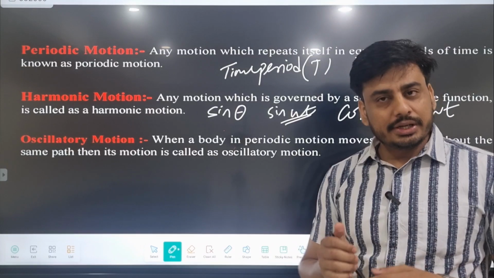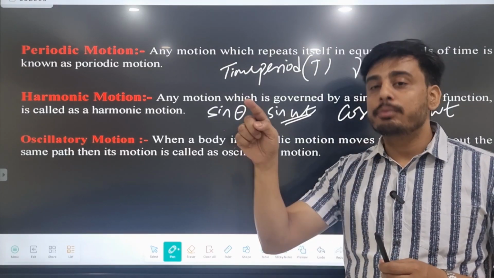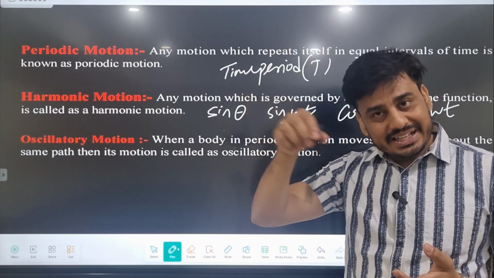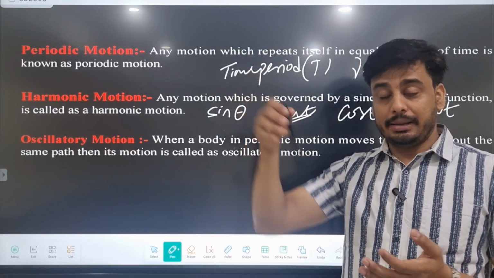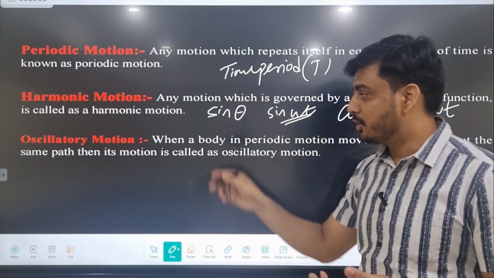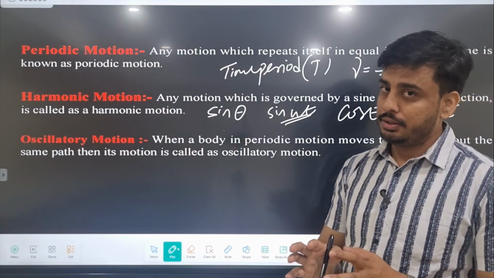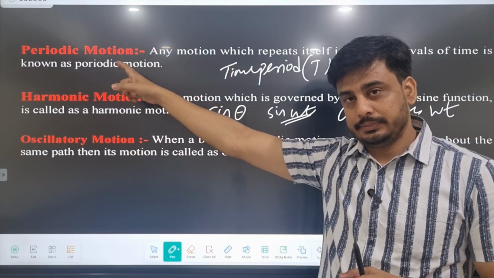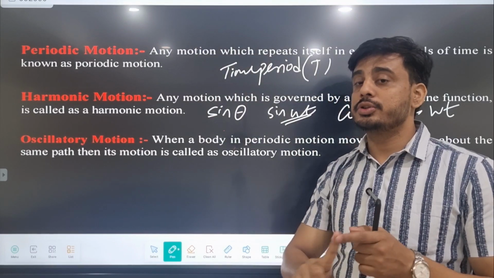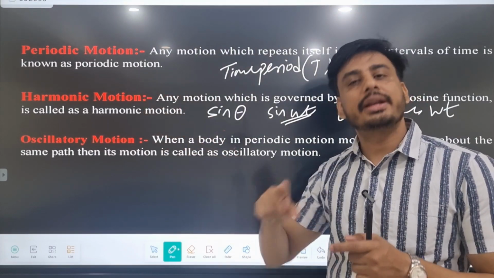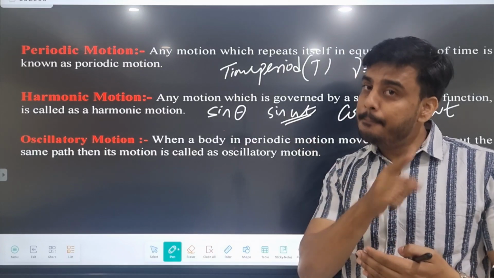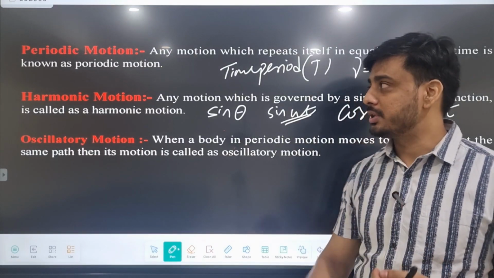Another one is oscillatory motion. Oscillatory motion is to and fro motion, for example, a simple pendulum. If the motion repeats itself along the same path about a fixed point, that is said to be oscillatory motion. So always remember, all oscillatory motions are periodic in nature because they repeat the motion in a particular interval of time on the same path, to and fro, back and forth.